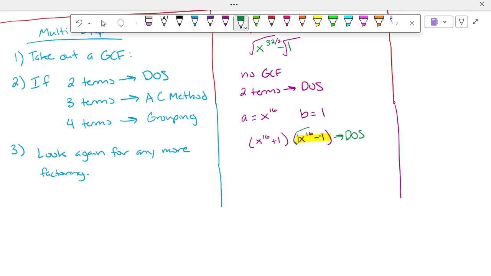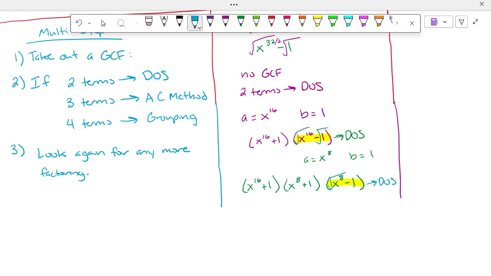So, square root that. A is now x to the 8th. B is now 1. So I'm going to bring down the x to the 16th plus 1. And then do x to the 8th plus 1, x to the 8th minus 1. But am I done again? Nope. Got another difference of squares.